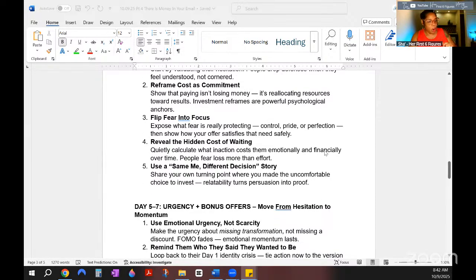Let's see. Number 4, reveal the hidden cost of waiting. Quietly calculate what inaction costs them emotionally and financially over time. People fear loss more than effort. Number 5, use a same me, different decision story.